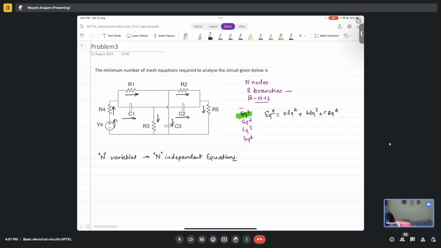For a circuit with B branches, there are 2B unknowns, right? Is that fine? You remember this, right? This was just covered in the lectures. For a circuit with B branches, you have 2B unknowns. You have B voltages and you have B currents, correct? Is that fine?